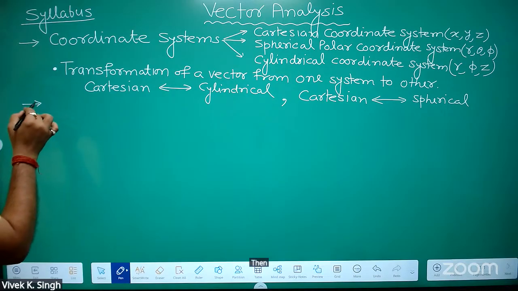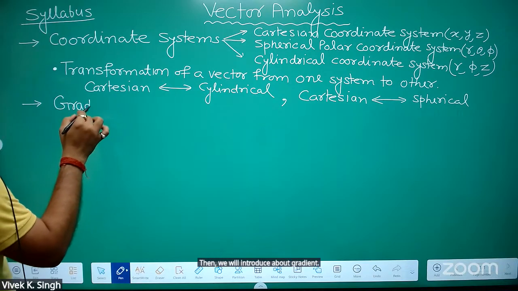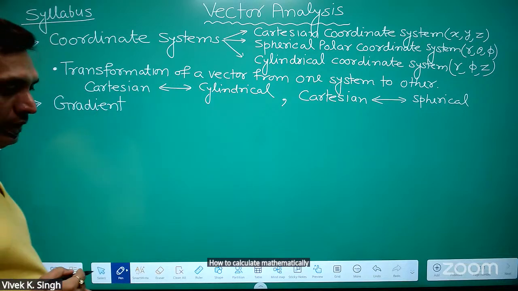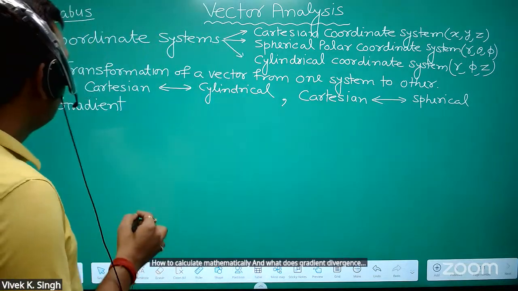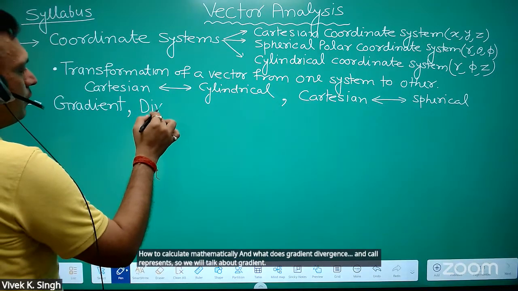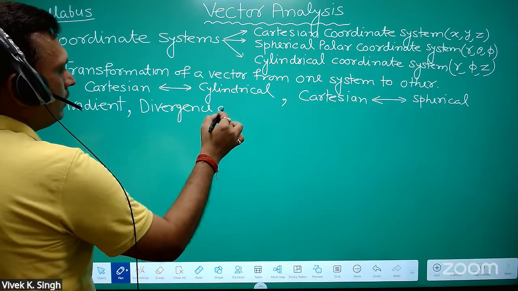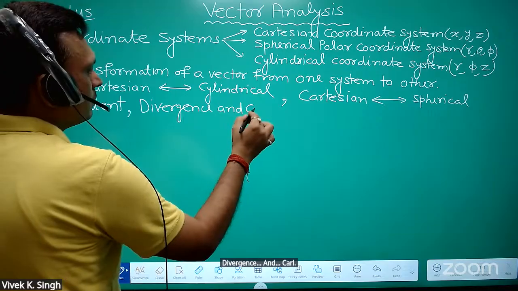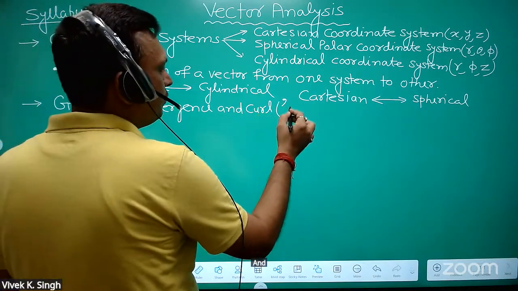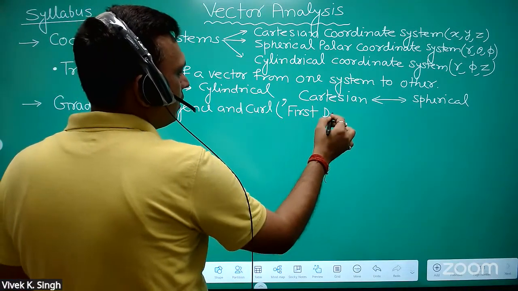Then we will introduce gradient, how to calculate it mathematically, and what gradient, divergence and curl represent. So we will talk about gradient, divergence and curl. And we call these the first derivatives.